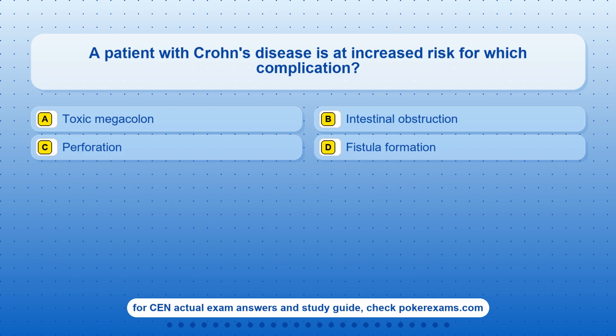Question 5. A patient with Crohn's disease is at increased risk for which complication? Option A. Toxic megacolon. Option B. Intestinal obstruction. Option C. Perforation. Option D. Fistula formation.